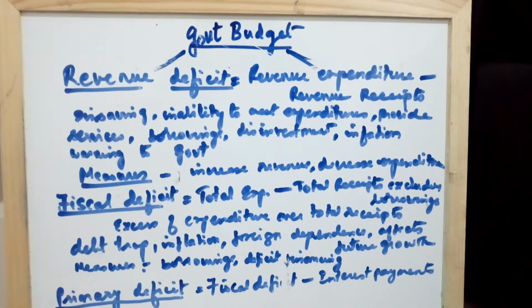The next one, fiscal deficit. Total expenditure minus total receipts excluding borrowings. When there is excess of total expenditure over total receipts excluding borrowings during the given fiscal year, it is called fiscal deficit.